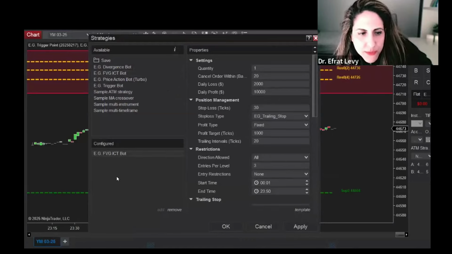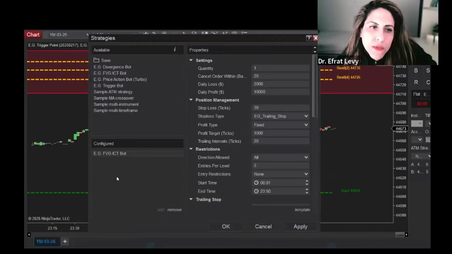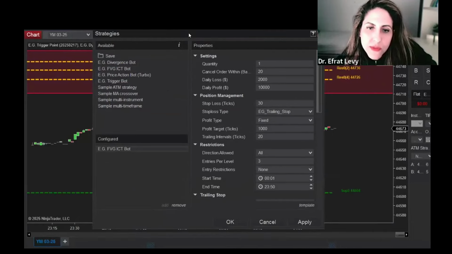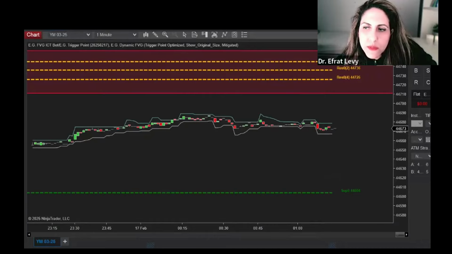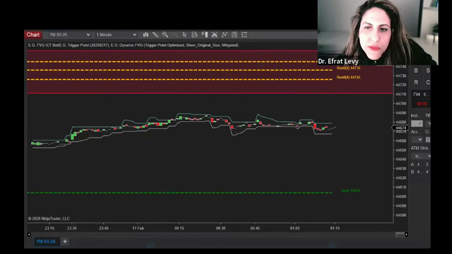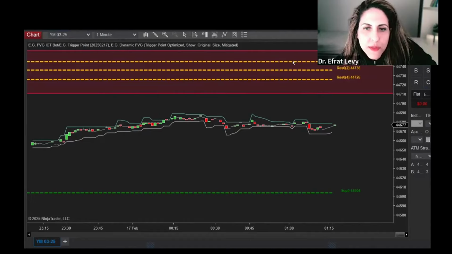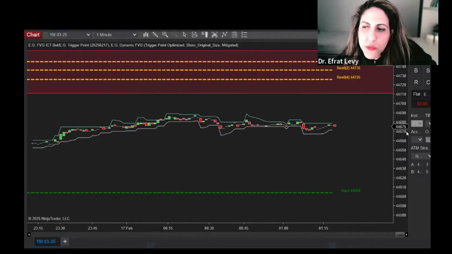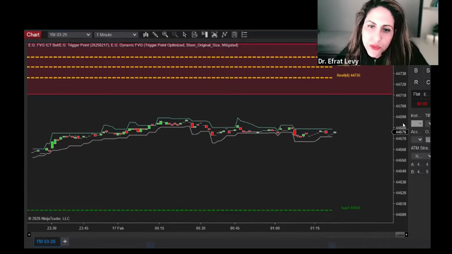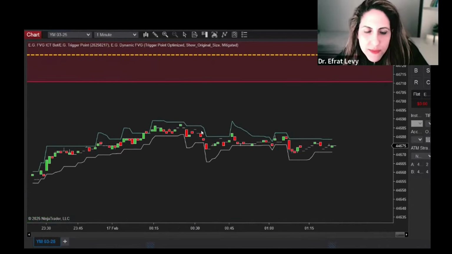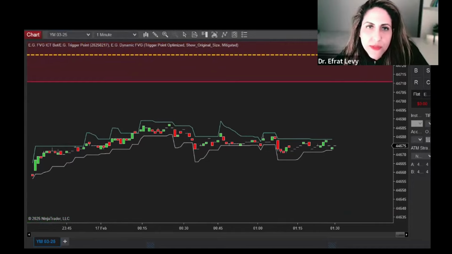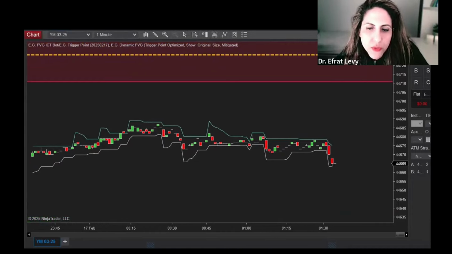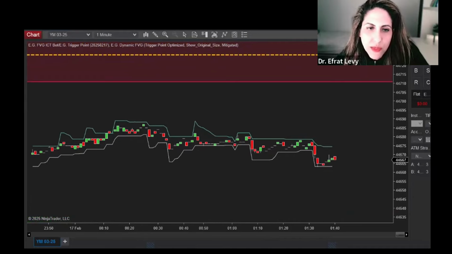So this is the fair value gap bot, the ICT bot. The stop loss I use for YM in many cases, let's say constant size 30 ticks. And now the default setting of the fair value gap bot is to trade off the trigger points and to trail the stop loss using the EG trailing stop. So these lines are the trailing stop. They consider the instrument's volatility by measuring the ATR, average true range, and accordingly, they draw the lines here.